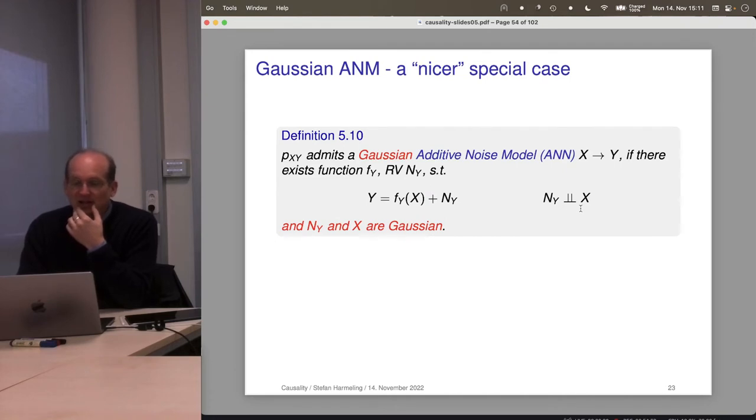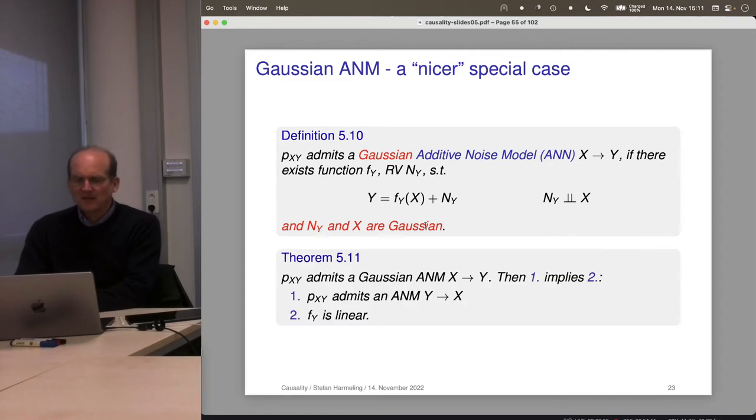Okay, let's look at a slightly nicer case. So there's also a Gaussian additive noise model, which assumes that now n_y and x are Gaussian, okay? That's a bit confusing because in LiNGAM we were explicitly assuming non-Gaussian noise. So what changed here? Here we departed from the linear Gaussian model not by saying the noise variables are non-Gaussian, but by saying the function is not a linear function, it's non-linear.